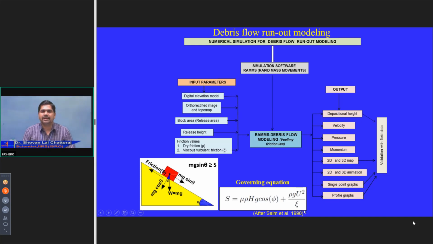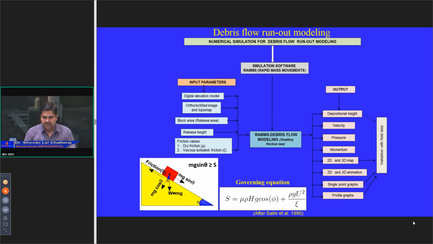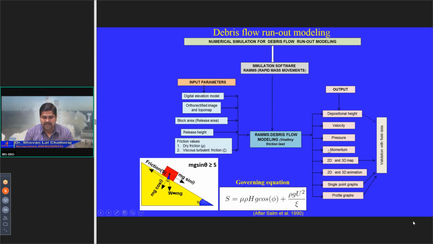Now, how do I know the mu and xi? There are frictional coefficients of different materials in standard charts and literature available. So one can simply refer to that. If the equation is satisfied, if everything falls in proper place, then a simulation will be created.